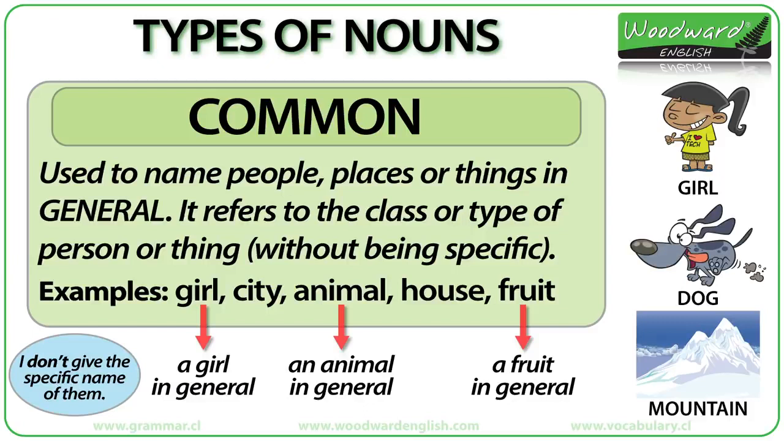So girl, dog, and mountain are common nouns because it is the general name of that type of person or thing. Common nouns can be divided into smaller classes such as countable and uncountable nouns, as well as concrete and abstract nouns.